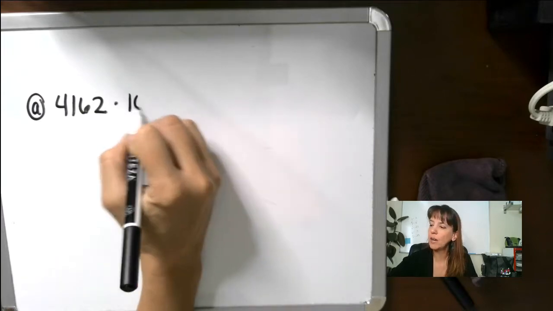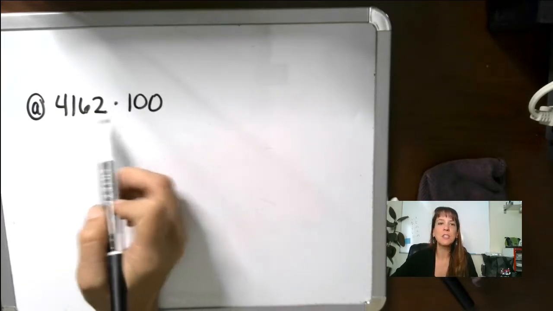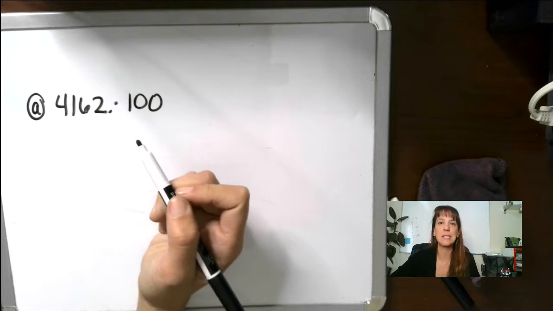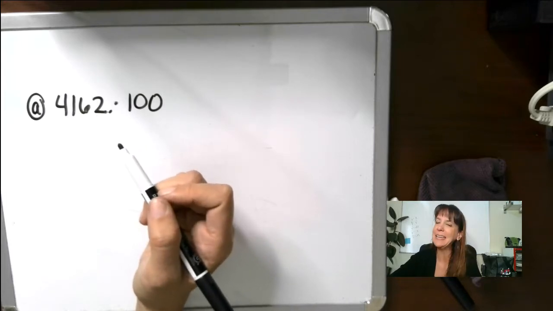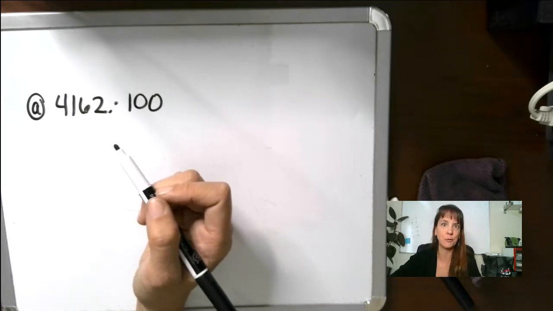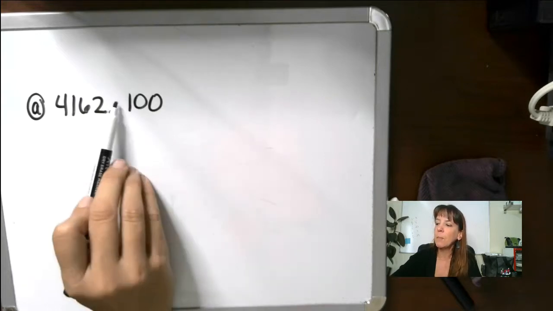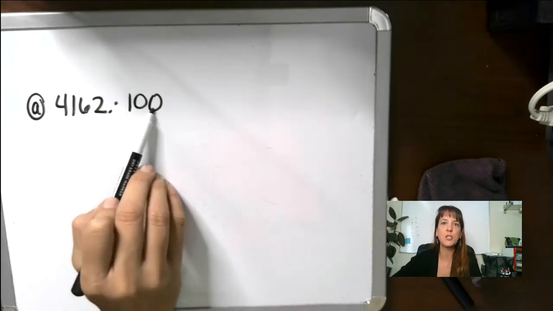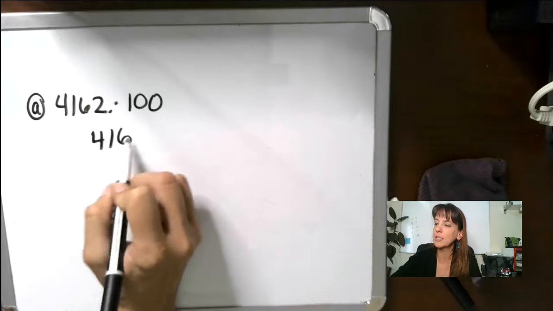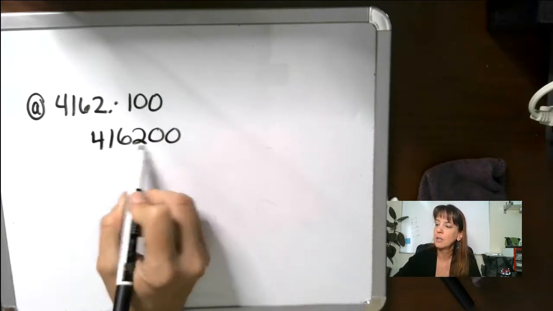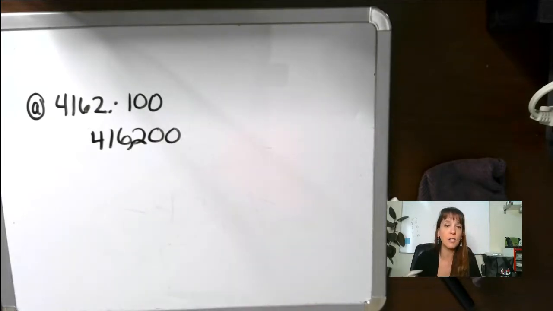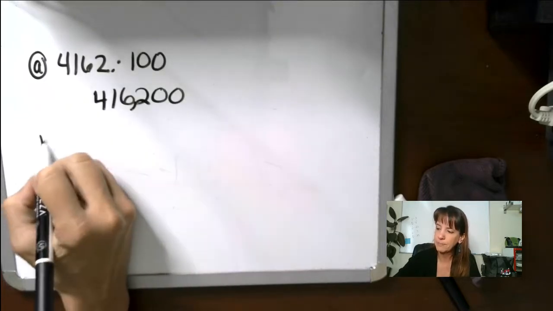All right, you guys, for A, what we have here is 4,162 times, and remember that dot means times, 100. If the decimal's not shown, it's at the end. That's one of those invisible math things, right? We're lazy, we don't like to write things unless we have to. So if there's no decimal there, it's at the end. We are multiplying, which means we're making it larger, by 2 zeros. So our new answer is gonna be 416,200. Throw in a comma there so that you can see it. You're good to go.